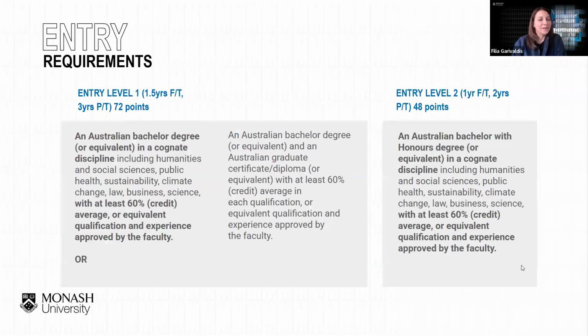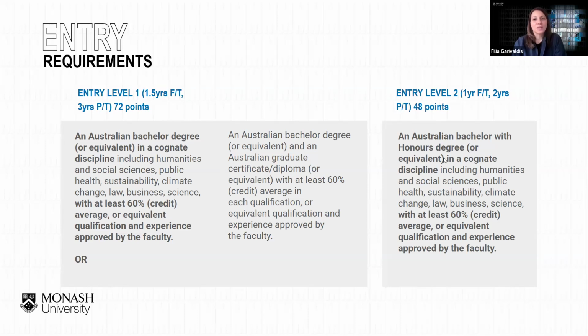To be eligible for this program, there are two different entry levels that you may be coming through. The first is if you have an Australian bachelor degree or equivalent from a cognate discipline. So here we have a broad range of disciplines that would support your eligibility. In this case, you will be coming to complete our 1.5 year version of the course. So that's our core units and those elective units that we've spoken about previously.